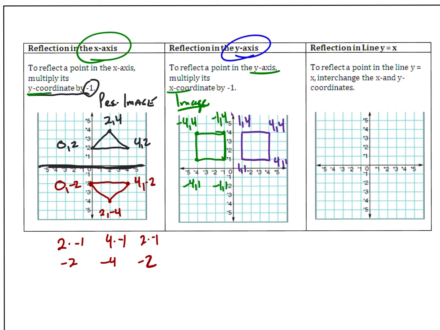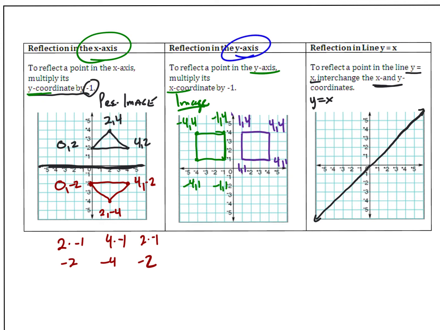Now this last one is reflecting over the line y equals x. Y equals x, I call it that perfect diagonal that goes right through the middle of a graph. That is your line y equals x. Okay, so now you're reflecting over this. All I do is change the x and y coordinates.